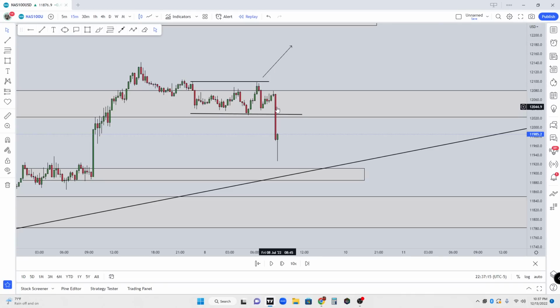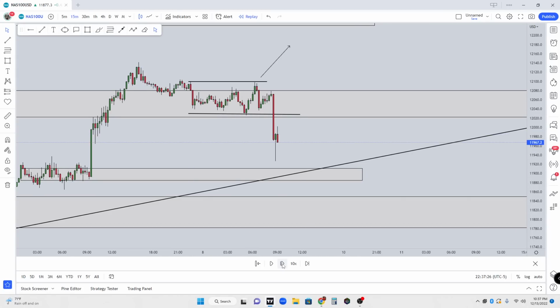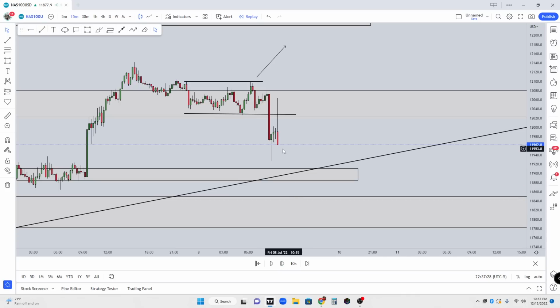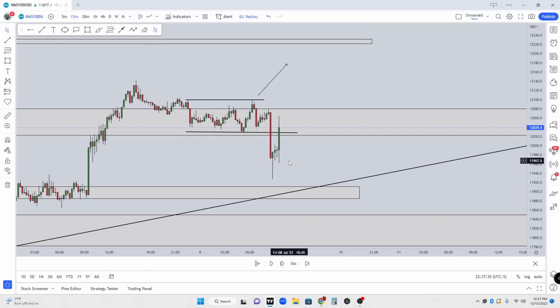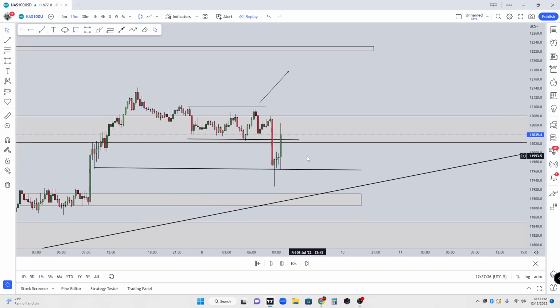This could very well push back up and come back in here, but I'm not comfortable entering just off this confirmation by itself. Even though the market is bullish, I still want to see a little bit more confirmation. Okay, so what do we have here? So we have price that rejected this area, right here on the 15.